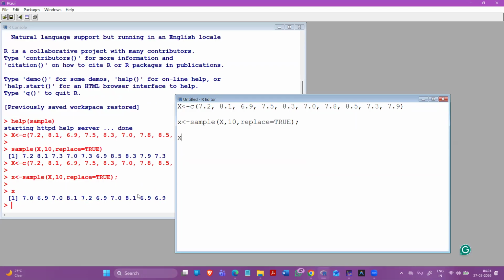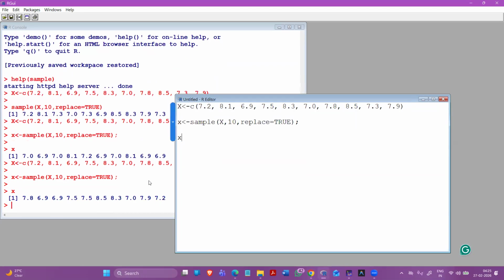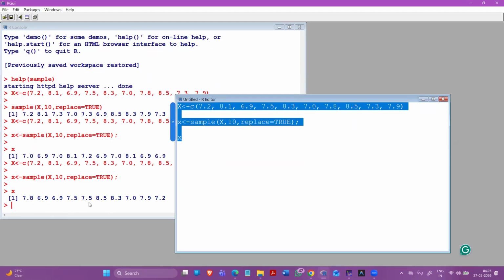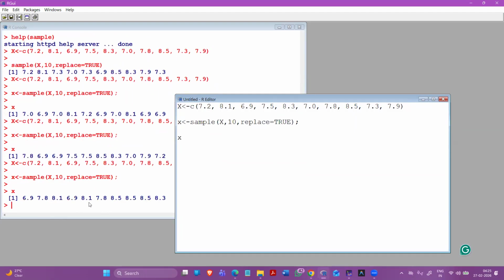So now the sample is different from the previous one. Earlier the first observation was 7.2, 8.1, 7.3, now 7.0, 6.9, 7.0. Right? Now I am going to do it again. So now it is 7.8, 6.9, 6.9, 7.5, 7.5. I am going to do it again. So it is now 6.9, 7.8, 8.1, 6.9, 8.1.